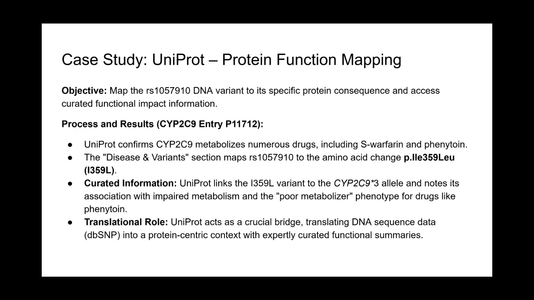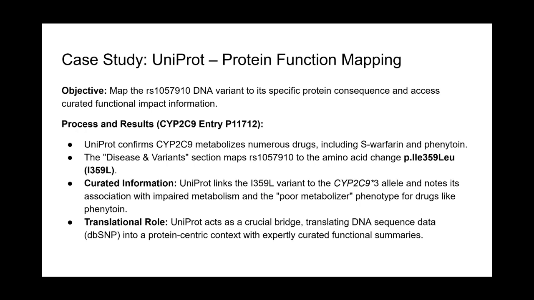To find a specific variant, you can search or scroll through the table until you locate the one corresponding to the reference single nucleotide polymorphism, RS1057910. The UniProt database will display this variant by its amino acid change, specifically p.Ile359Leu, which is also known as I359L. UniProt provides a detailed description of the variant's impact.